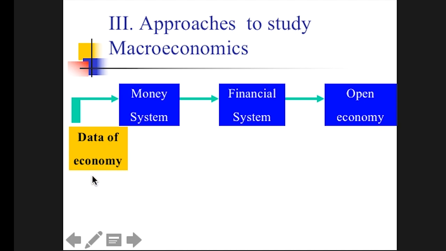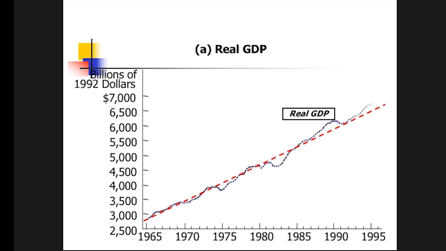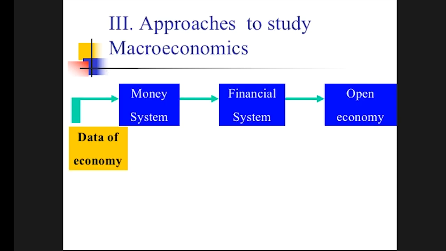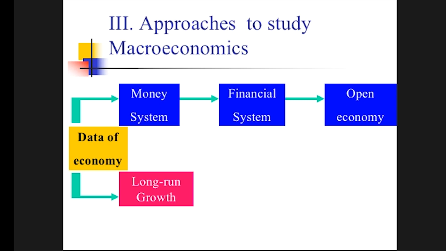The changes in the economy may be shown in this diagram. GDP changes over time, but in general we can see the long-run trend for GDP like this, and this is called economic growth. So now we will go to the long-run growth of the economy.